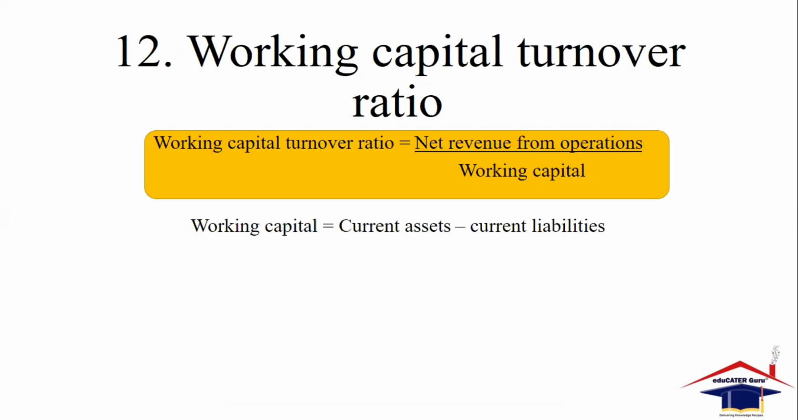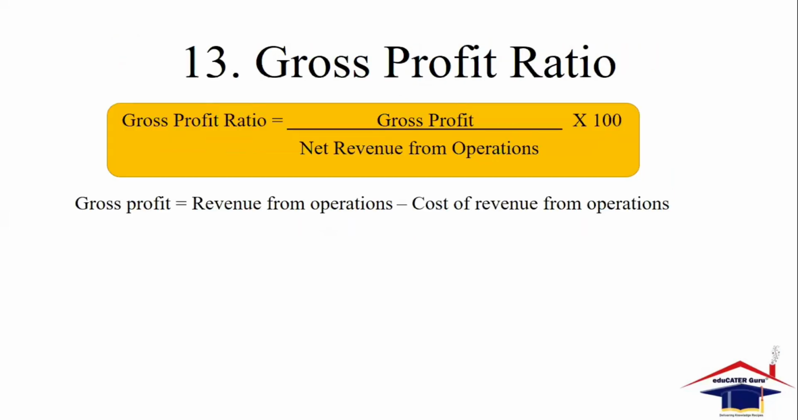Working capital formula is nothing but current assets minus current liabilities. In my previous slides, I have also explained what all current assets include and current liabilities include. Kindly keep that in mind and calculate the working capital. And then you'll get the working capital turnover ratio.